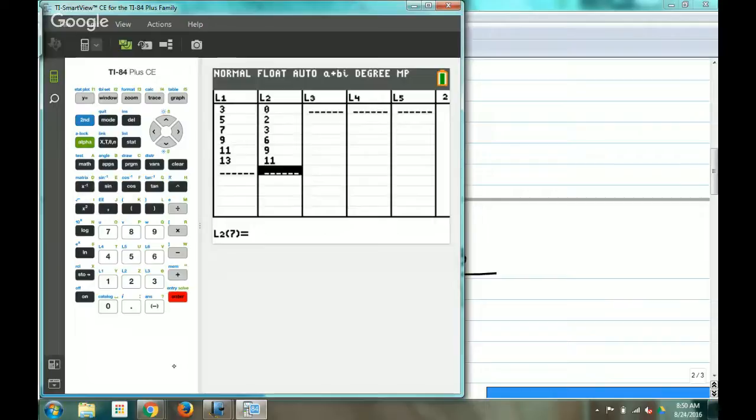Everybody got lists typed in? I don't want to leave anybody behind because if you get behind, it's hard to catch what we did and still do what you need to do.